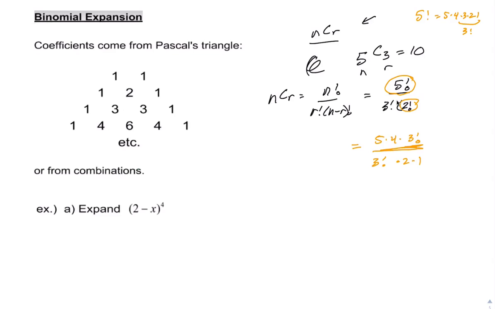You simplify that. 2 times 1. Stuff cancels. 3 factorials cancel. 2 and 4 reduce, so 1 and 2. You just get 10. That's all it is.